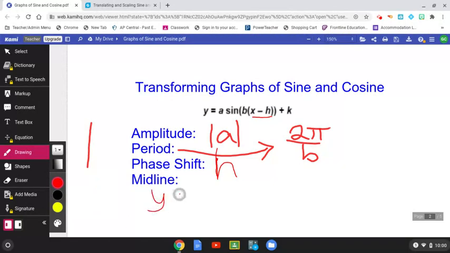So we can say that the midline is y equals K. And I'm just making it an equation because it is a horizontal line. Okay, so y equals K is the equation of a horizontal line.